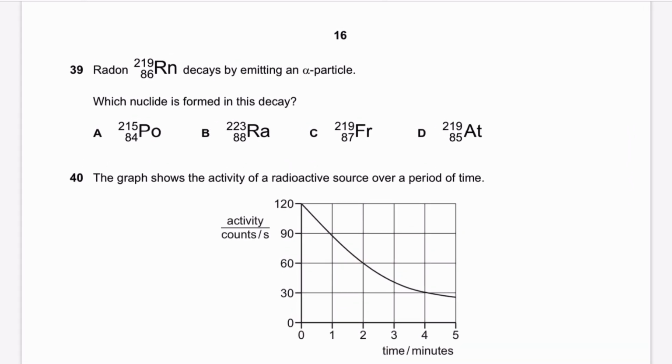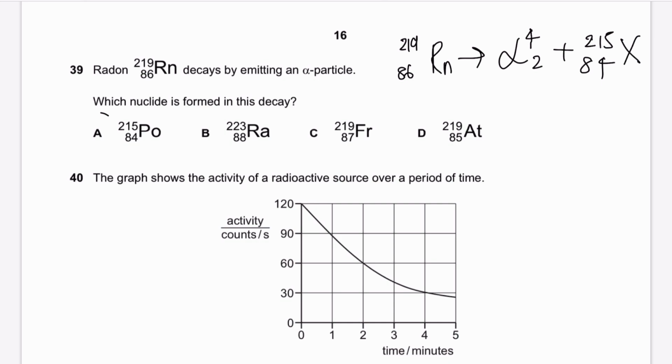39. Radon. 219 and that is nucleon number or mass number, and proton number is 86. Radon decays by emitting an alpha particle. Which nuclide is formed in this decay? Now we know that radon 219 and 86 will produce an alpha particle. Alpha particle का mass क्या होता है, 4, and इसका charge क्या होता है, 2. Basically it has 2 protons and 2 neutrons, so 4 nucleons in total. And the daughter cell will have 4 less, the mass number will be 4 less, so it will be 215, whatever it is, and 84. Now whichever one is 215 and 84, it is A.